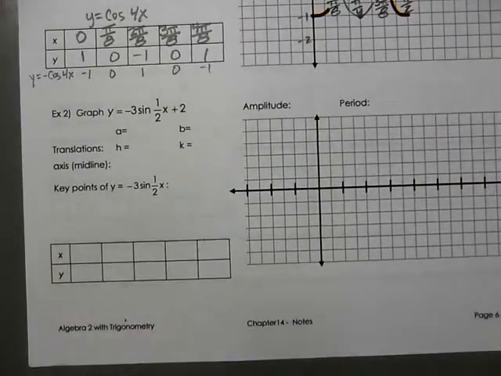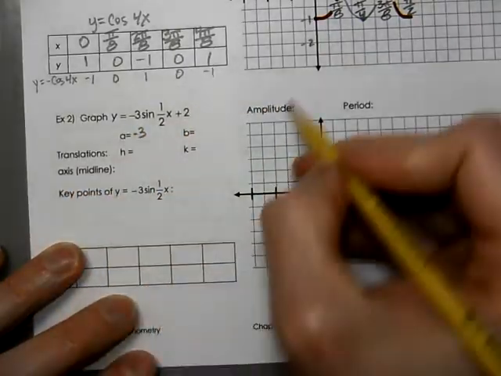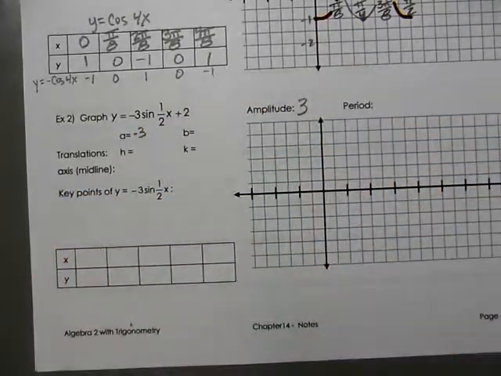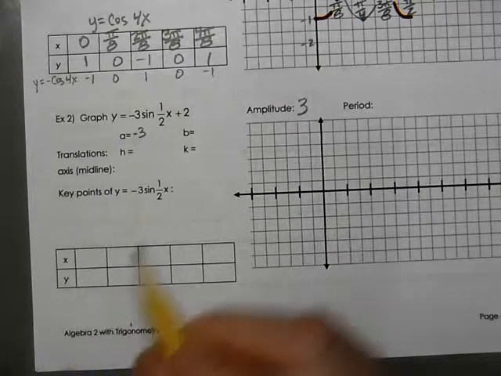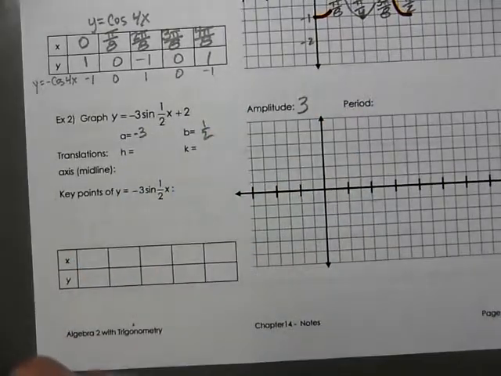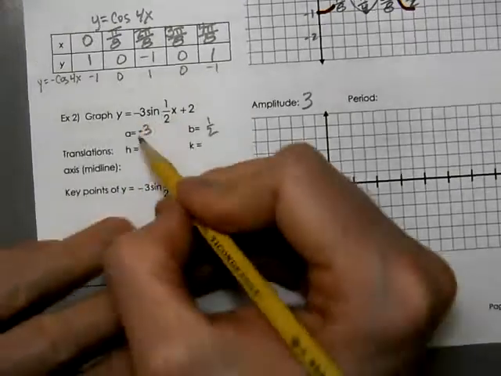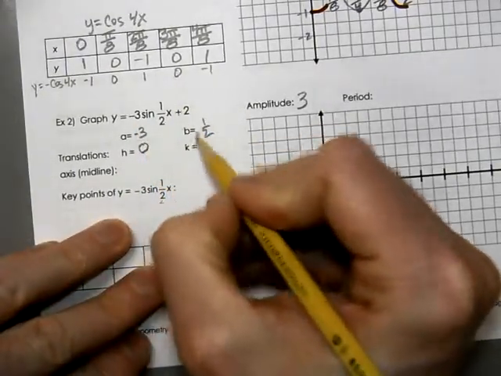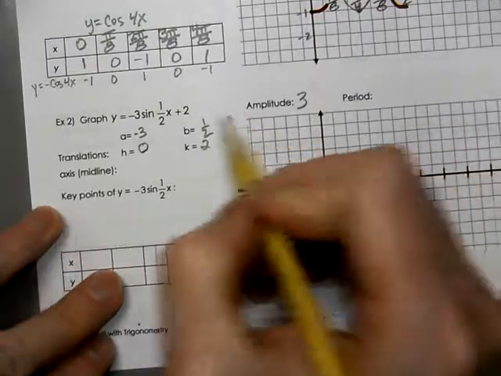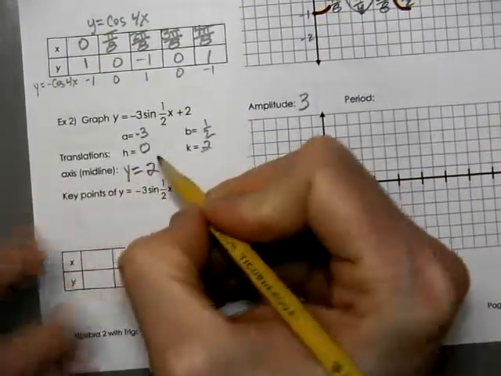Our next graph has an a value of -3. So that means the amplitude is +3. Amplitude is always a positive number. The b value is a value that's with the x, so that's a half. H, there's no parentheses here, so h is still 0, and the k value is 2. Since the k value is 2, we know our midline is going to be 2.